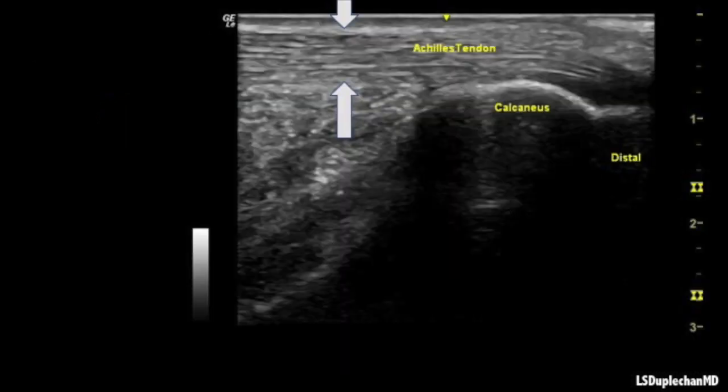And finally, another tendon in long axis view. This is the Achilles tendon, outlined by the arrows inserting into the distal calcaneus.